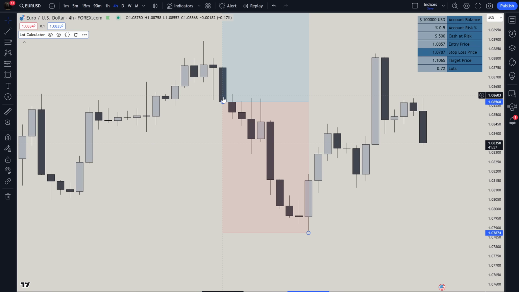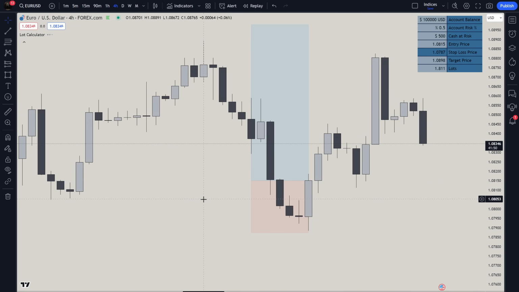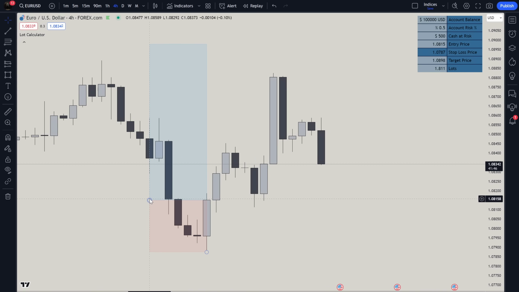And you see, now I'm going to take the entry and put it around this candle, right? Above this candle, put it here. And now we have the lot size again. So now I can just play with this, drag it to the right, drag it up, down, and then it's going to show you the lot size. So that's going to be very quick.